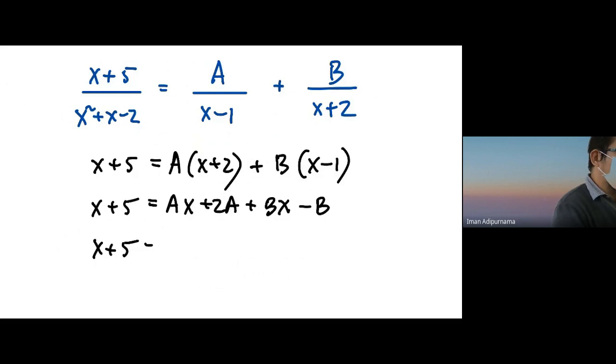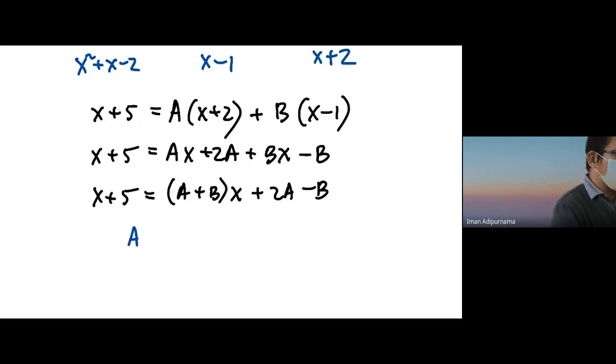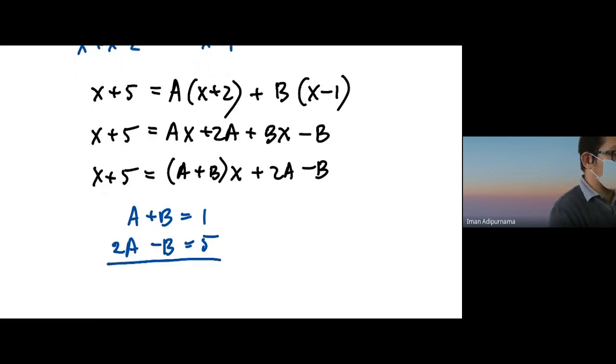Now, to solve the problem, we need to group all the elements of the variable and the constant. And we will have a system of linear equations. Okay. So a plus b is 1, and 2a minus b is 5. We can solve this. And you get b is minus 1.